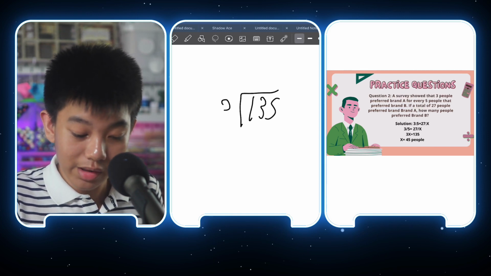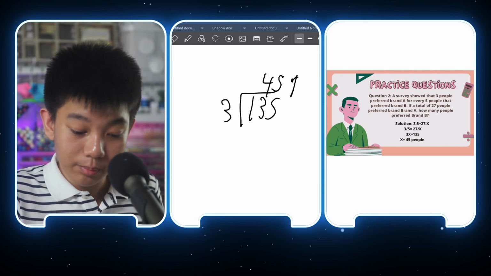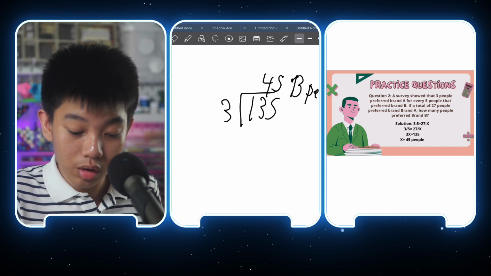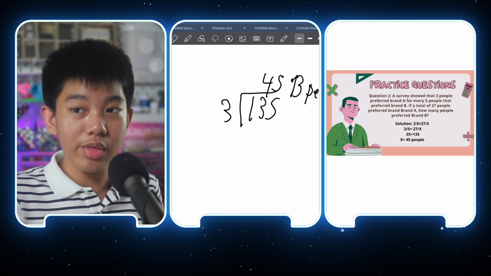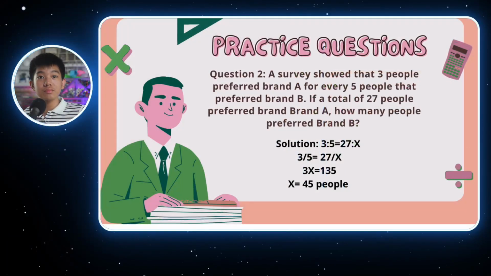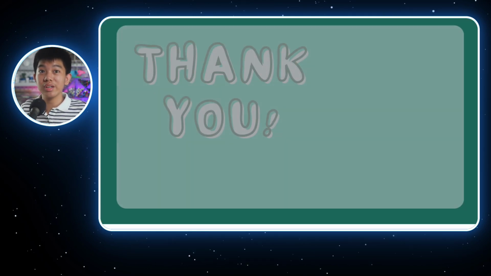Okay, so if we do this correctly, 135 divided by 3 should give us 45 B people. That's how many people chose brand B, and that is our solution. As seen, yes, it is our solution. And with that, we have finished proportions.